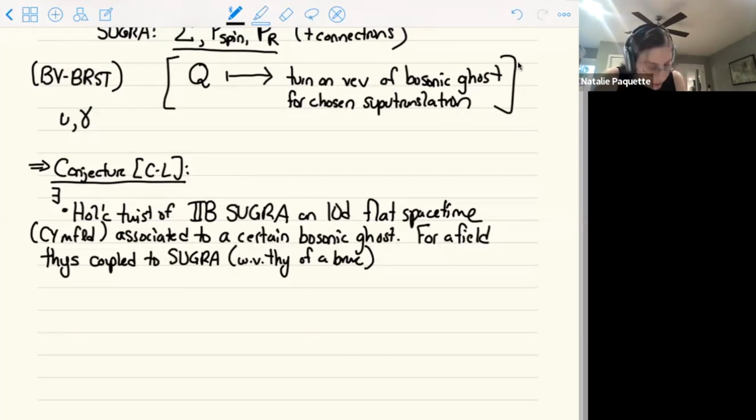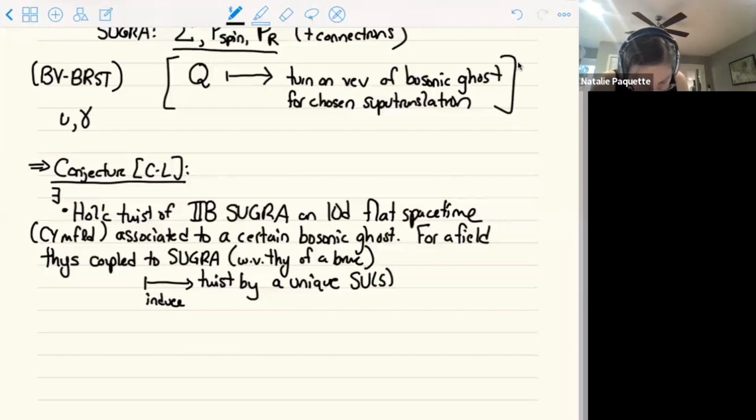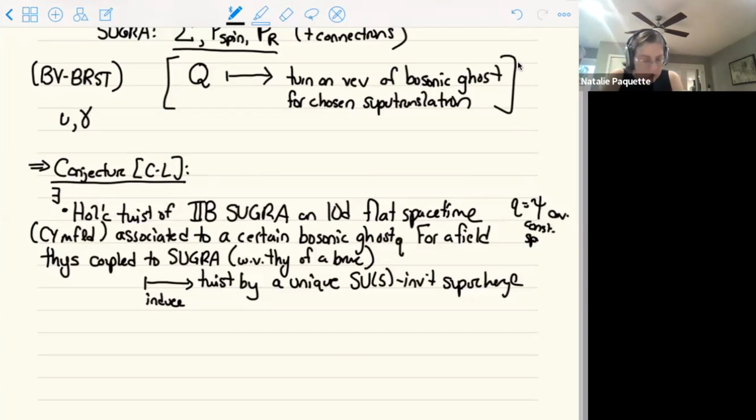In other words, you will induce an ordinary field theory twist, like the ones we've just been talking about, by a unique, up to R symmetry unique, SU5 invariant supercharge. And again, at the level of field theory classifications, you can check that the supercharge exists and is SU5. So Q, this bosonic ghost field Q, is set to some value corresponding to a covariantly constant spinor for the chosen space-time metric.